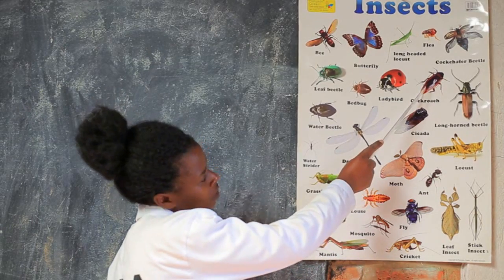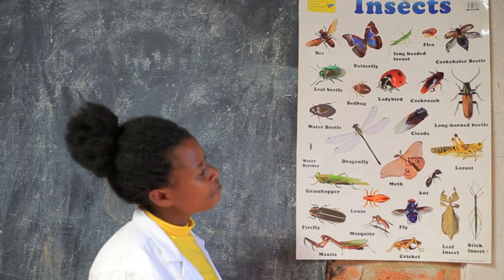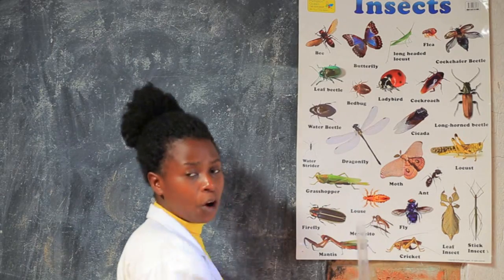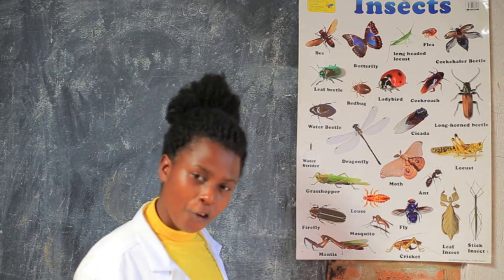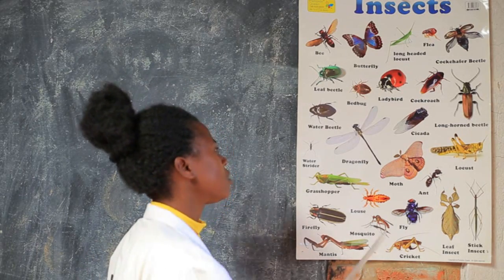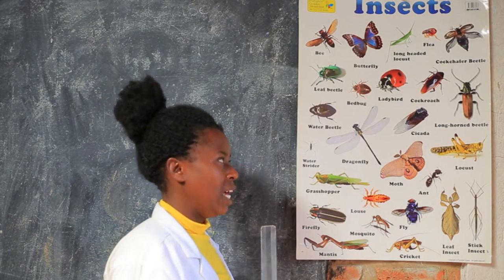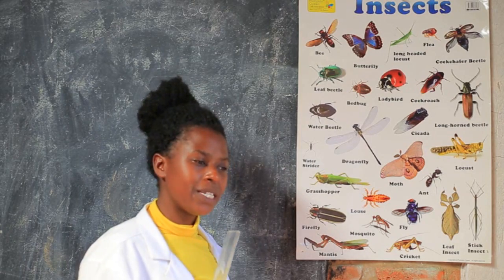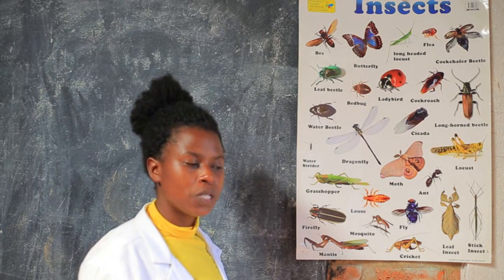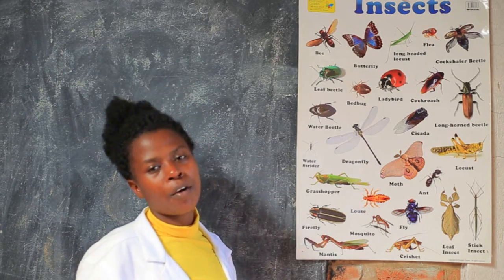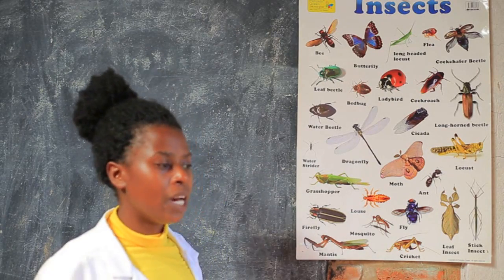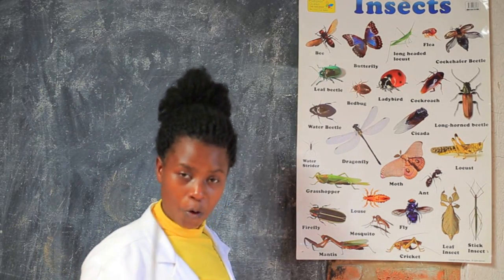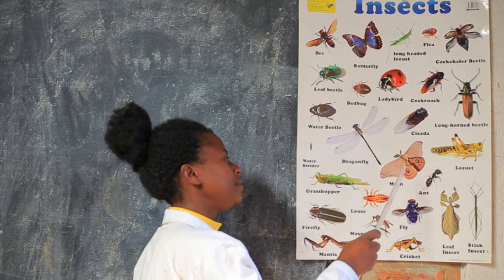Who can tell me which insect is this? So this one is called a cockroach. This one also comes in rainy season. Whenever it is rainy season, most of them, we see them coming into the house, around the house, around in our environment. So this one is called a cockroach. We have another one.